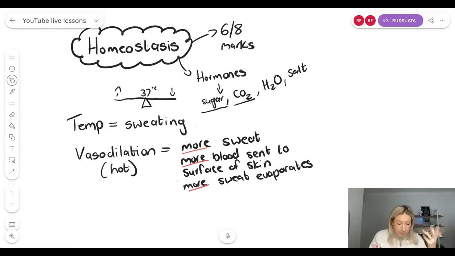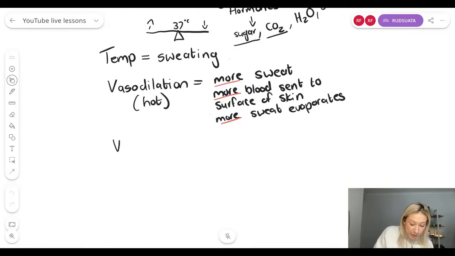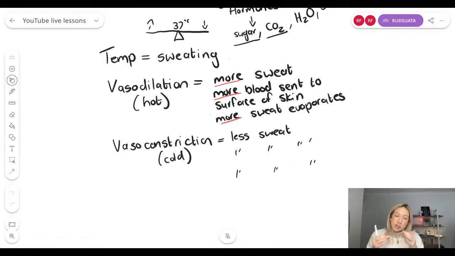Or of course, if this was the opposite, so let's just move this out the way, and I'm not going to write the whole thing out because you'll get the idea. If you had vasoconstriction, right, then that's on a cold day, then you would have less sweat, right? And then less blood is sent to the surface and less sweat evaporates. Do you get the idea? So please make sure that you are always using the words more or less when you are writing out your homeostasis question answer in full. So please, please, please focus on that.